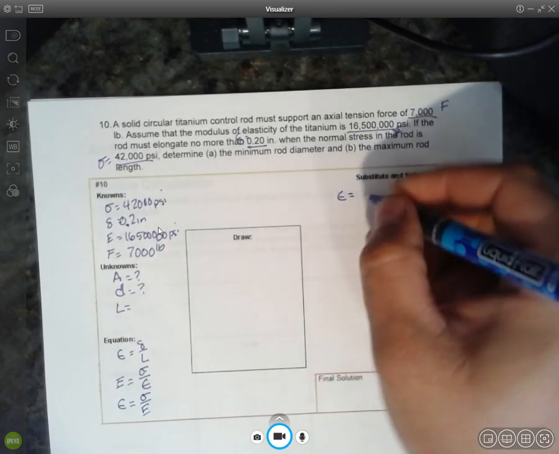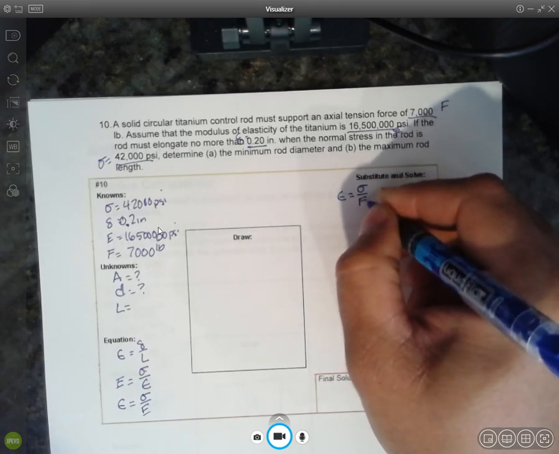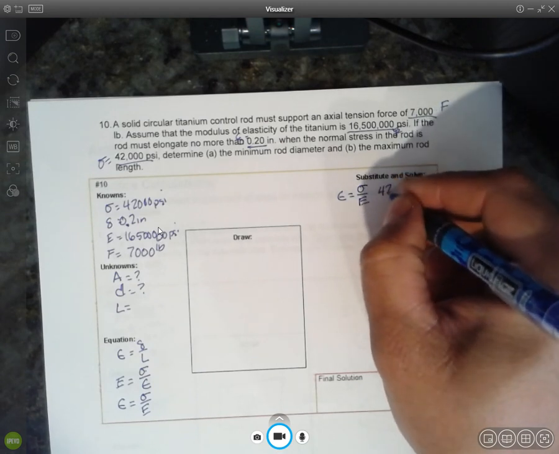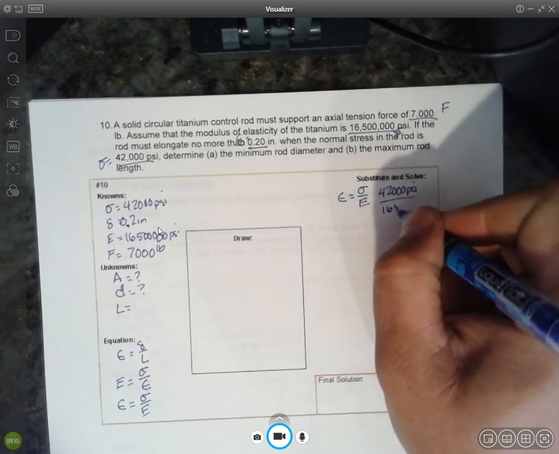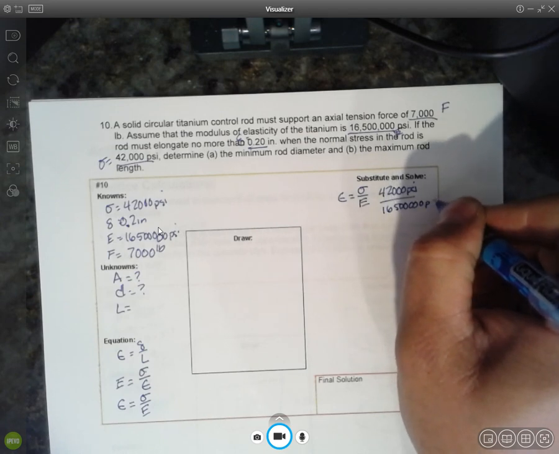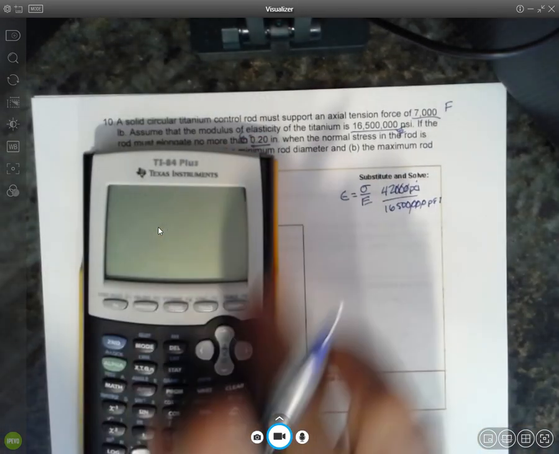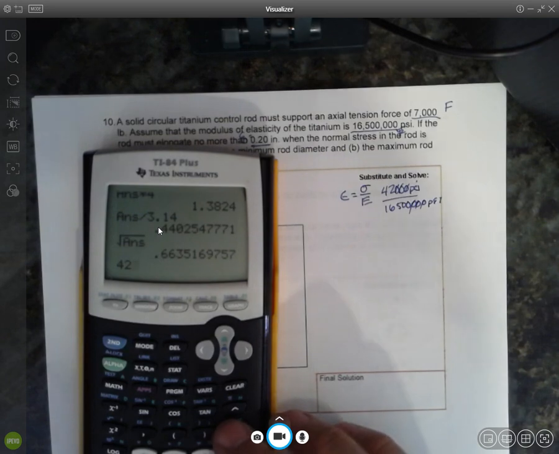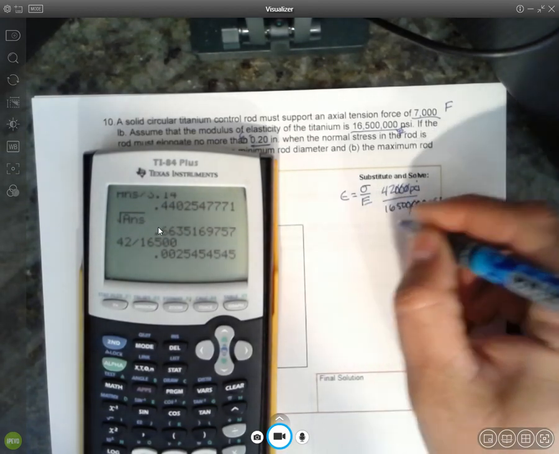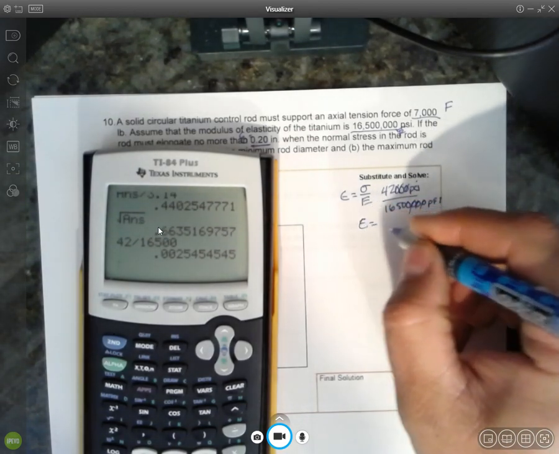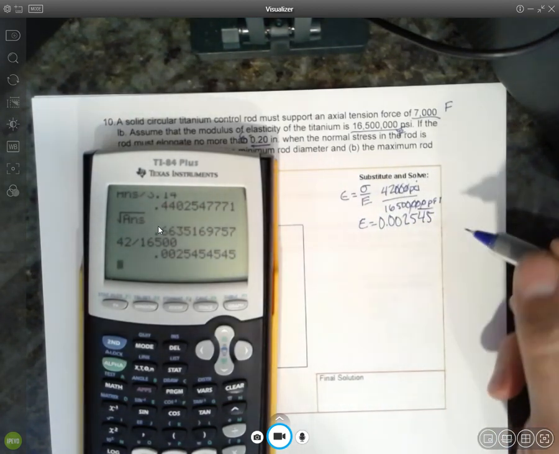So let's start there. Stress is 42,000 psi, and the modulus of elasticity we said was 16,500,000 psi. Cancel 3 zeros. 1, 2, 3. So it's easier to put in my calculator. Right? 42 divided by 16,500. And we get that the strain is 0.002545, and that just keeps repeating.